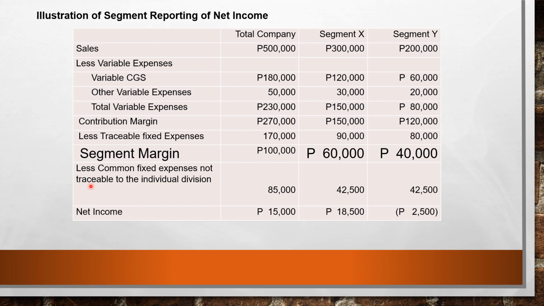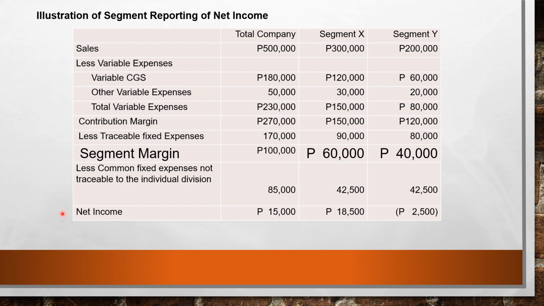Now, next we deduct the common fixed expenses that are not traceable to the individual division. These are the common fixed expenses. So we have 42,500. It is just allocated, no? So this is the total, 85,000. Then commonly allocated, so equally divided among the number of segments. So we have 85,000 divided by 2, so we have 42,500 for X, and the same for Y.